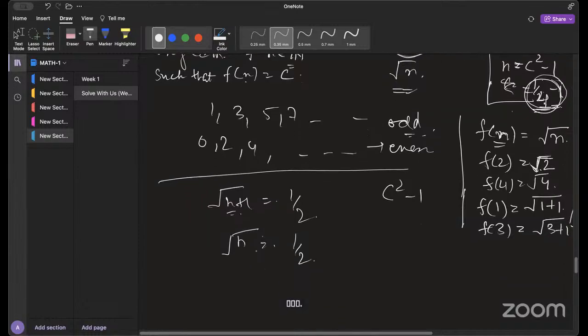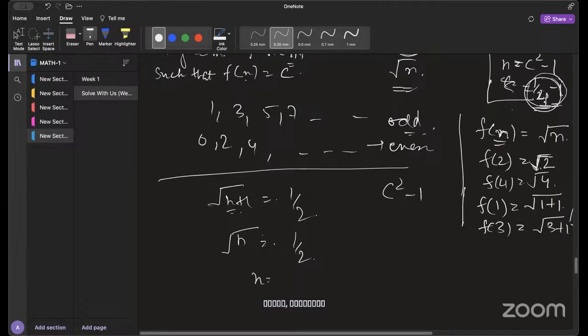There is no natural number whose square root is half. Because if you do it, you will get 1 by 4. And 1 by 4 is not a natural number. So that's the same case here. Is this part clear to everyone?